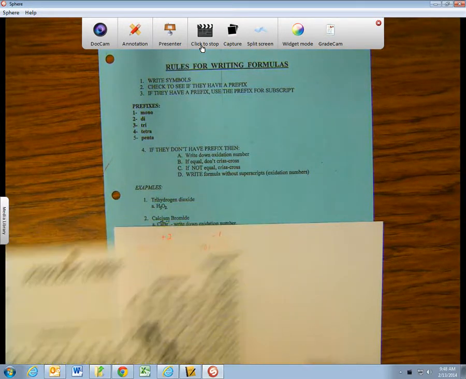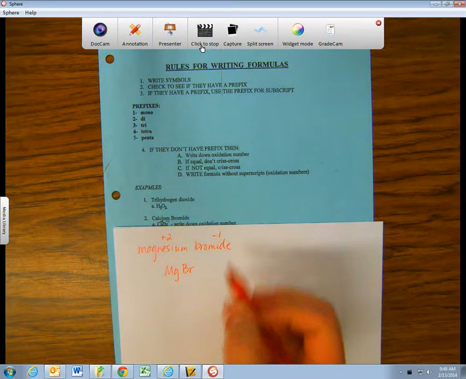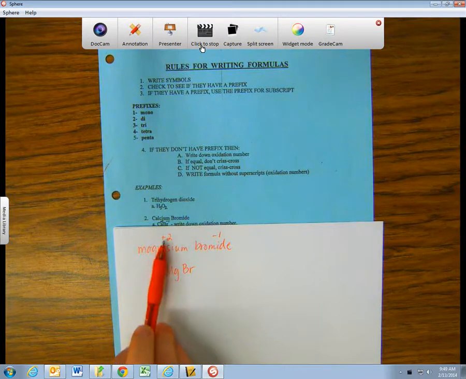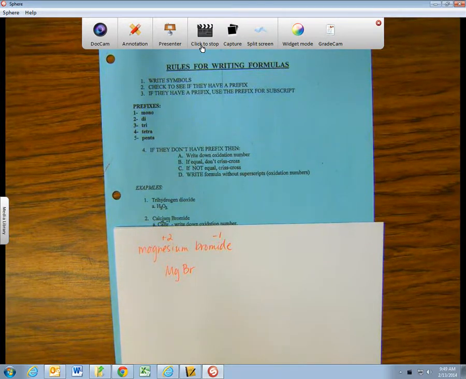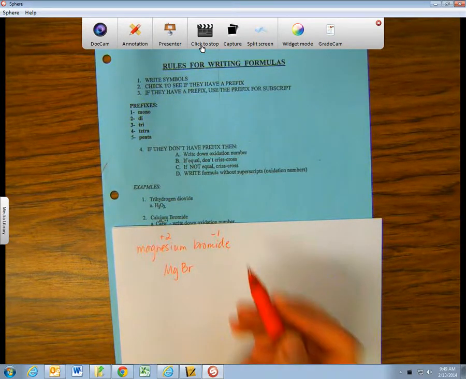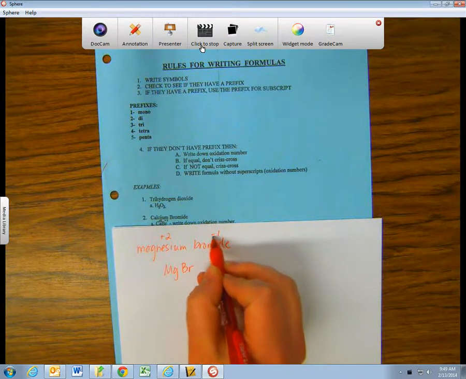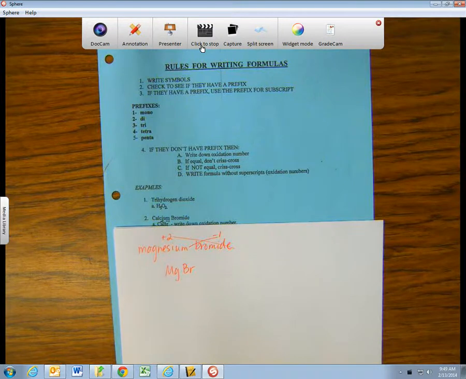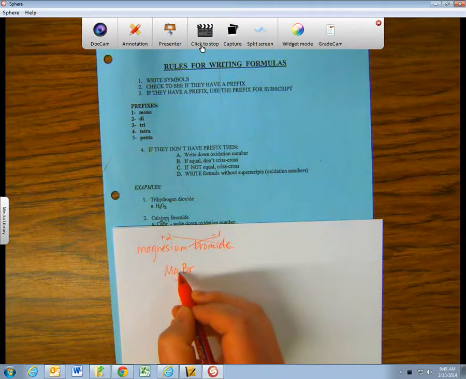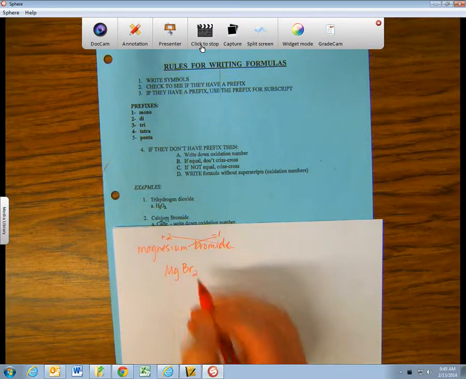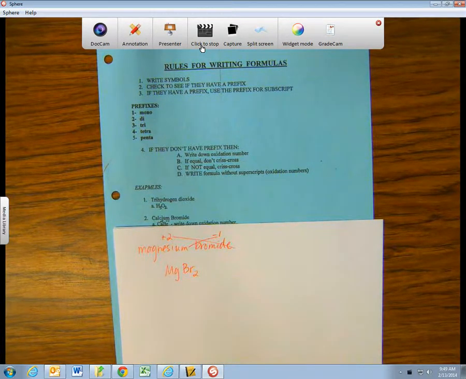So it says if they equal, then you don't have to do anything. So if this was +2 and +2, I wouldn't have to write anything more, and this would be it. But because they don't equal, I have to crisscross. Okay? So that means the 1 goes to magnesium and the 2 goes to bromine. So this would be Mg1, but I don't write the 1 again. Br2. And I am all done. And that is how you write formulas for compounds.